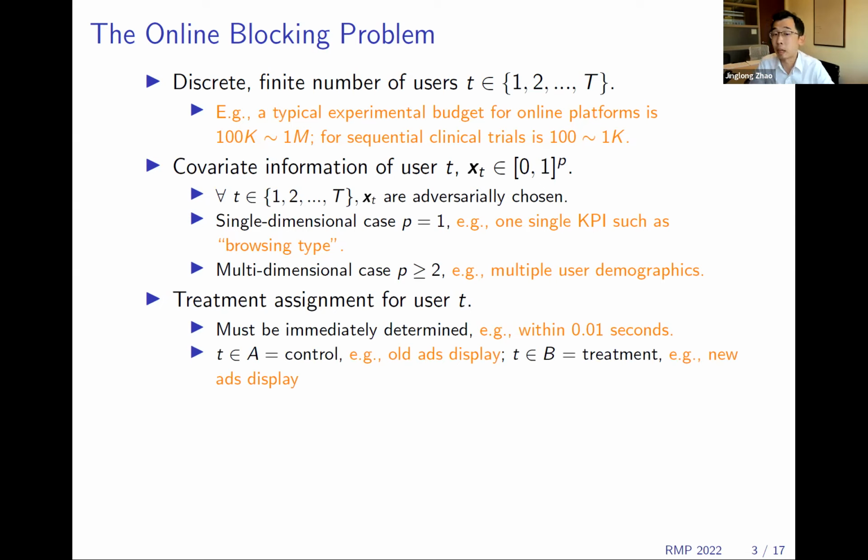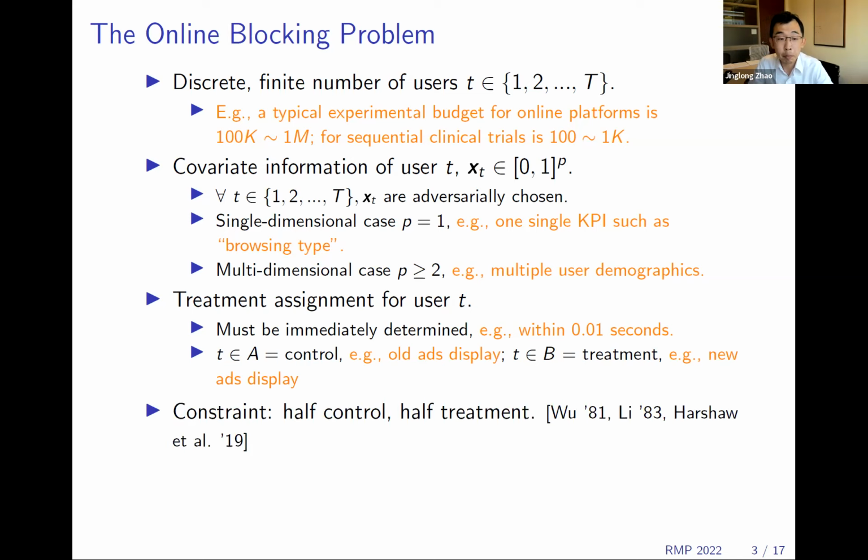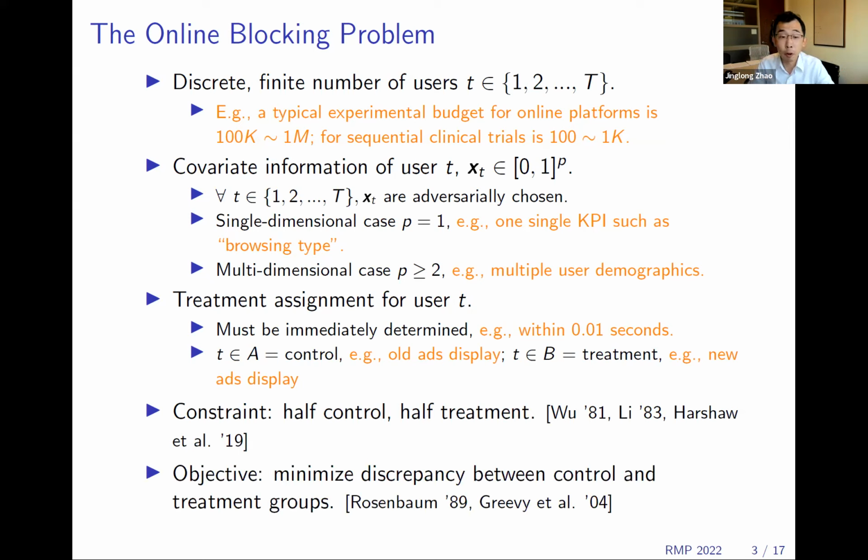And we refer to user t being assigned into the set A as being assigned into the control group. For example, this could be the old ad display, maybe in color blue, and we say that t belongs to B, the treatment group, if it's a new advertisement display. And here's the constraint, which is that we must put half of the users into treatment and half of the users into control, which is an omnipresent constraint that people enforce in discrepancy theory or in experimental design with covariate information. And we're trying to adopt the following objective, which is to minimize the discrepancy between the treatment group and the control group.